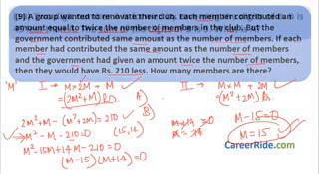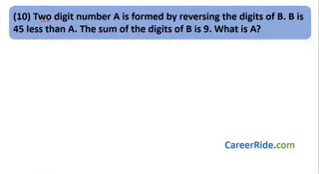Moving on. Question number 10. Two-digit number A is found by reversing the digits of B. B is 45 less than A. Sum of the digits of B is 9. What is A? Again, this is like the 3-digit number which we saw.